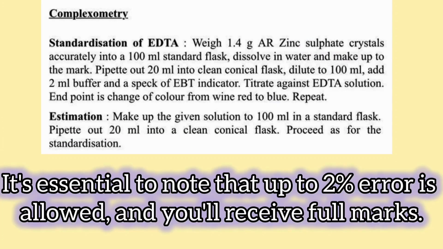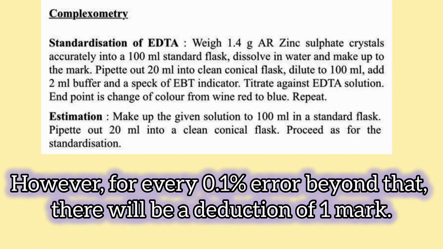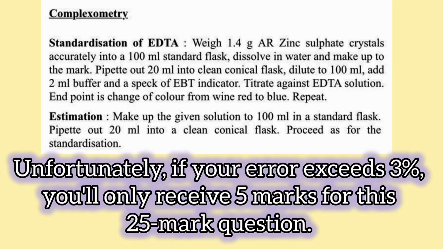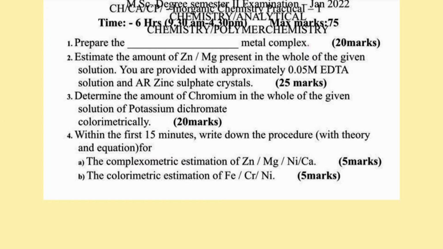It's essential to note that up to 2% error is allowed and you'll receive full marks. However, for every 0.1% error beyond that, there will be a deduction of 1 mark. Unfortunately, if your error exceeds 3%, you'll only receive 5 marks for this 25-mark question. So please be careful and accurate in your calculations.